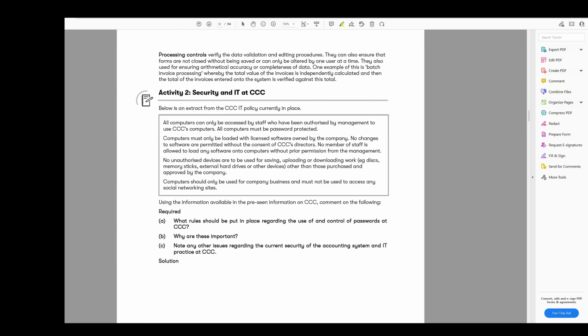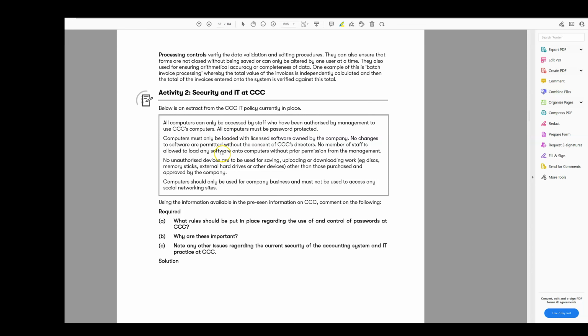So let's read this question. All computers can only be accessed by staff who have been authorized by management to use CCC computers, and all computers must be password protected.